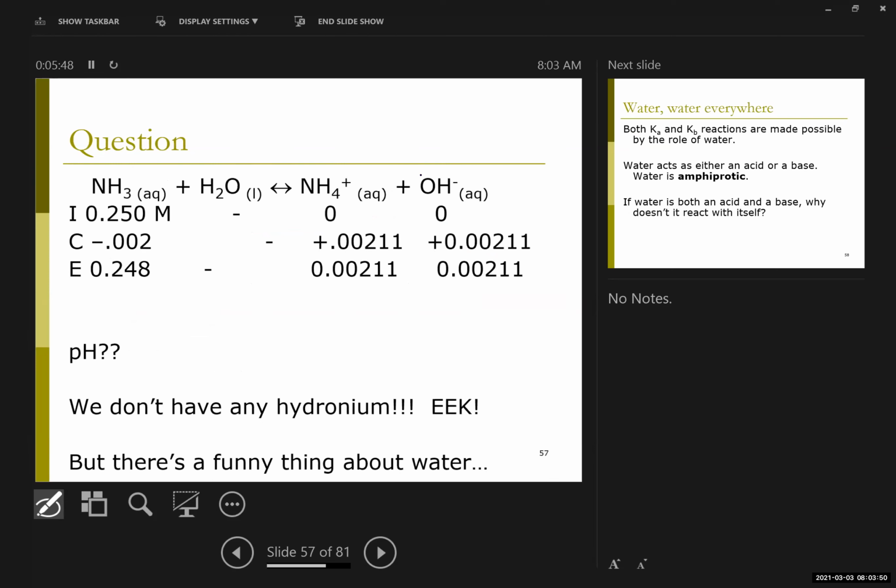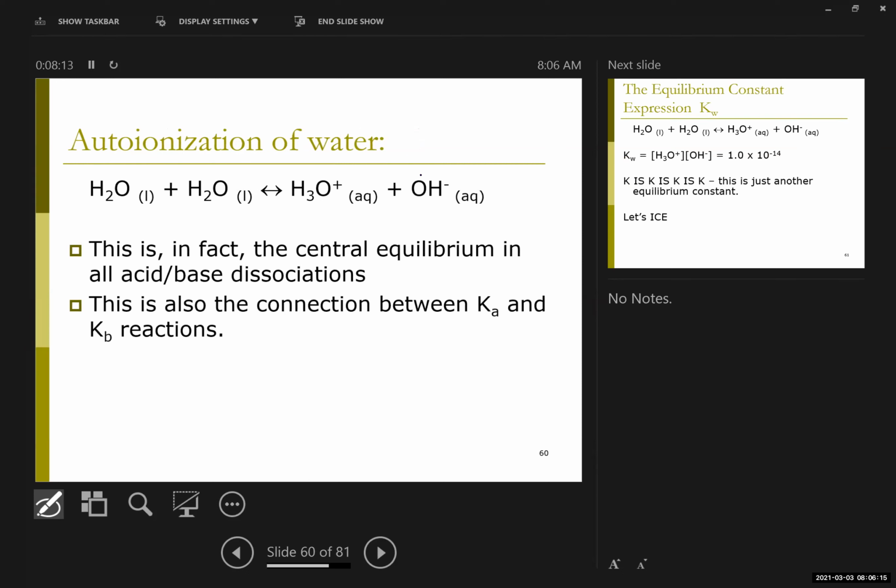This is essentially a Ka. It's also essentially a Kb. Right? Because it's water reacting with water as a base and it's water reacting with water as an acid. As a result, to avoid confusion, it is usually labeled as a Kw, since it's all just water.